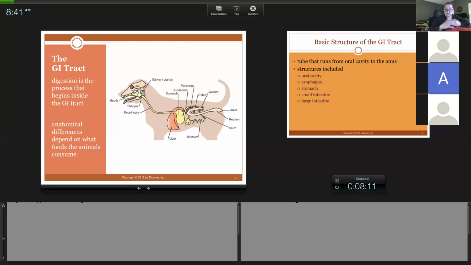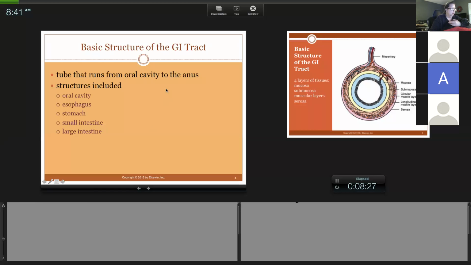So we're going to start at the front and work our way down and talk about these different parts. And again, how these parts are laid out depends somewhat on what the animal eats. Now, everything from the oral cavity down, these are the structures of the GI tract. So anything in the oral cavity, like the teeth and the tongue, and we've got the salivary glands too, then the esophagus, stomach, small and large intestine.